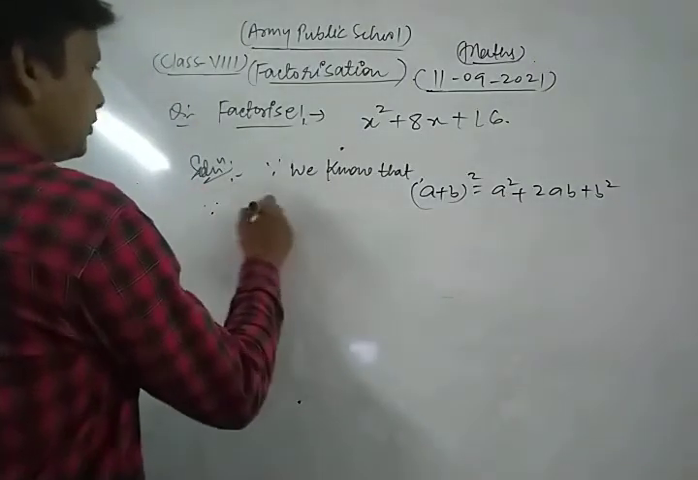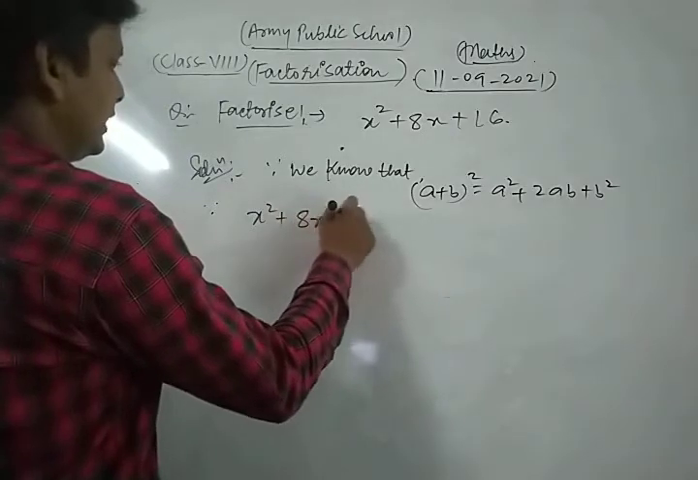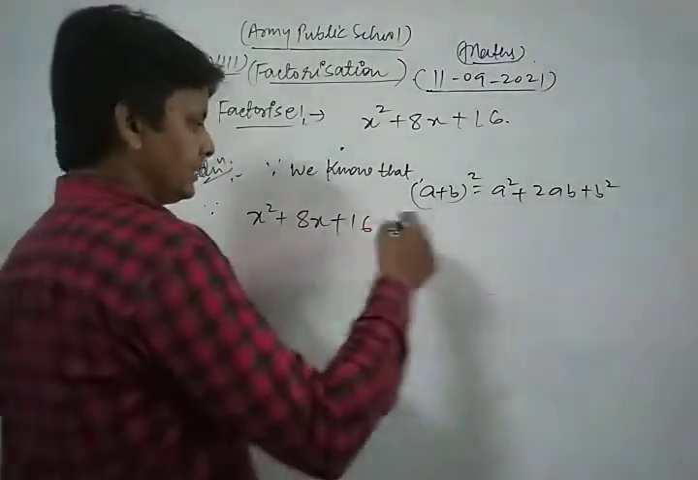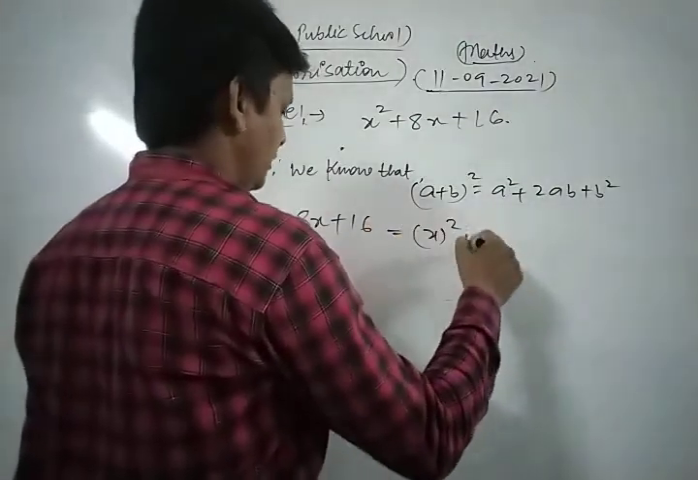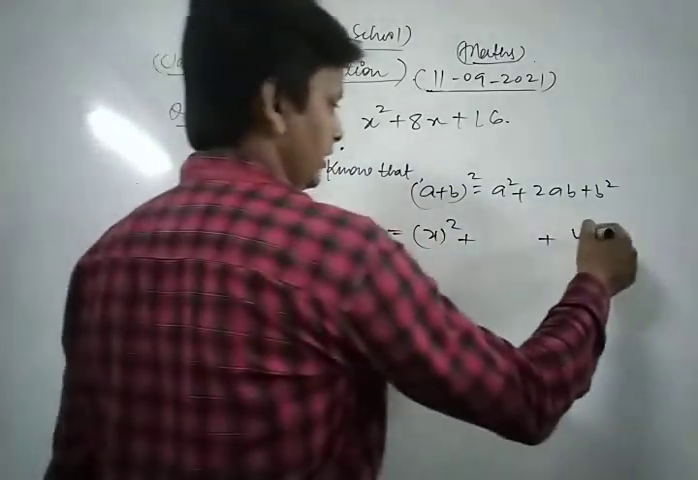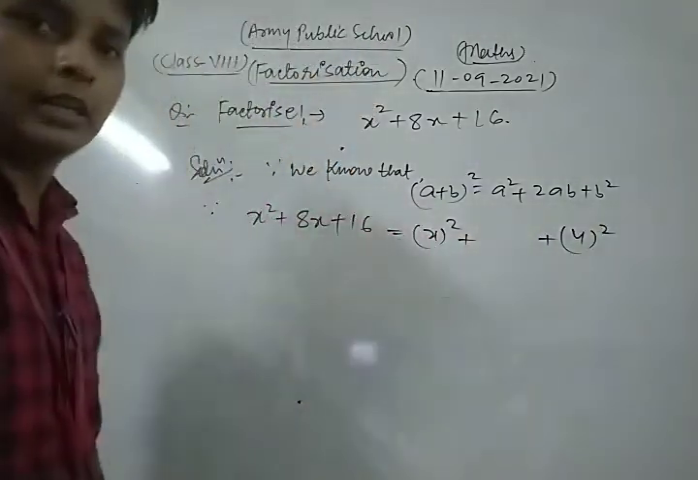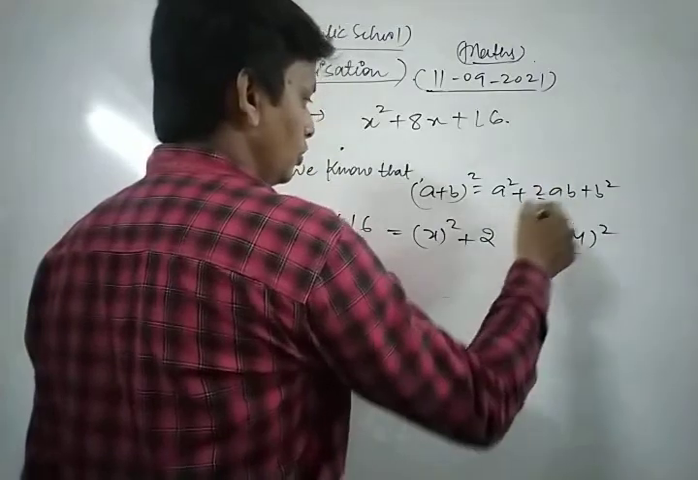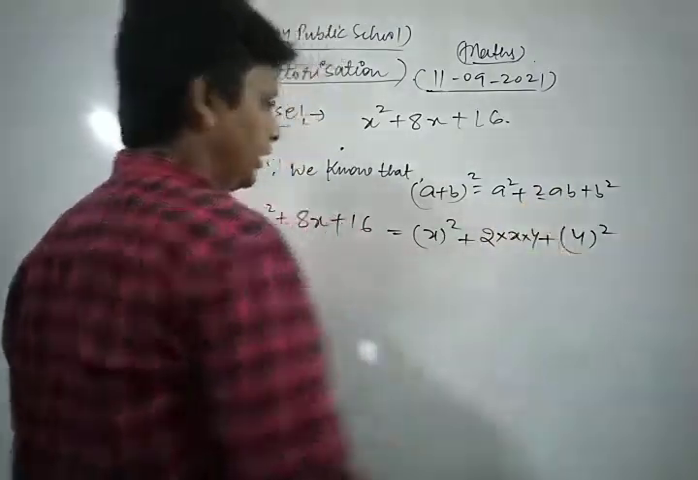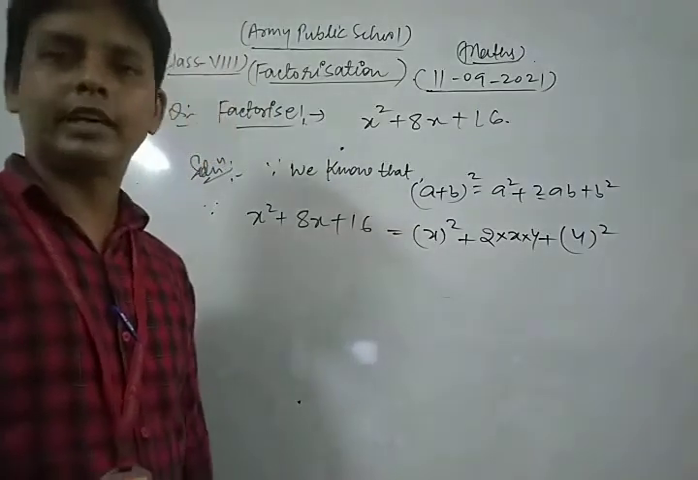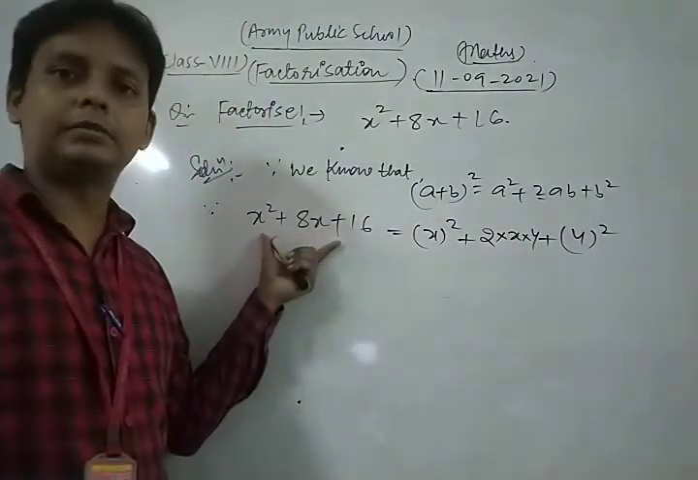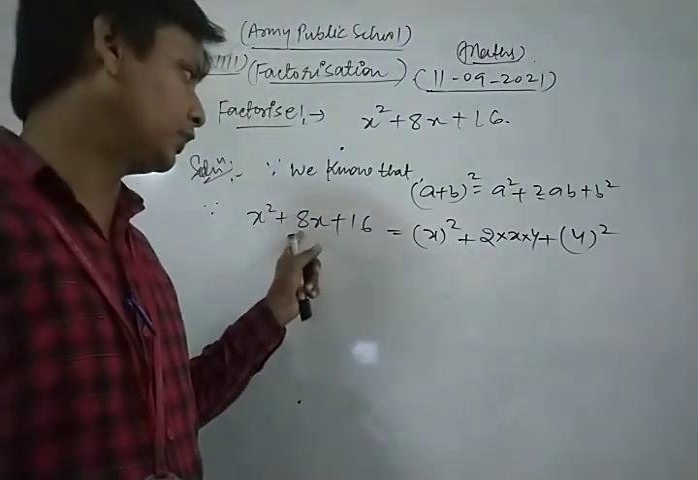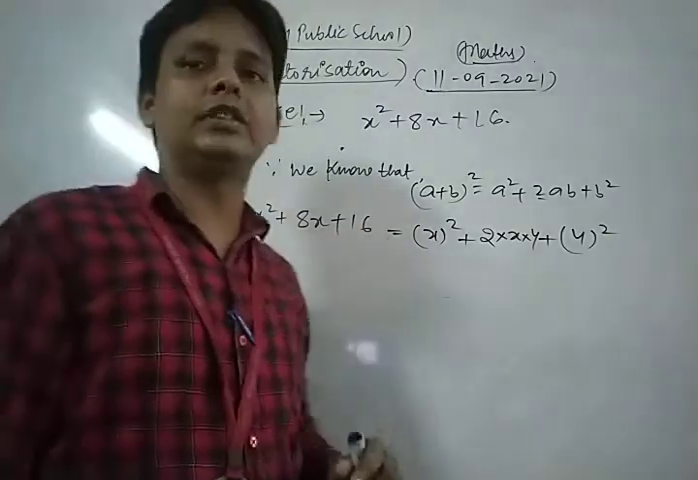Since we have x square plus 8x plus 16, first of all look, we write x square in this way, x square plus, and now we can write 16 as 4 square, and now this is a, this is b. Now we split the 8x in terms of 2 into a, means x, and b, means 4. Now look, we can write this given algebraic expression in this way: x square plus 2 into x into 4 plus 4 square.